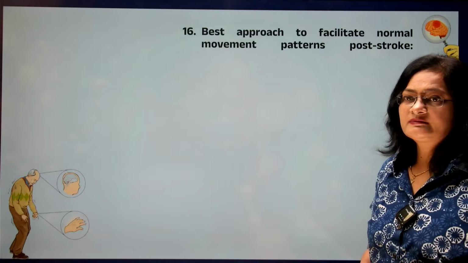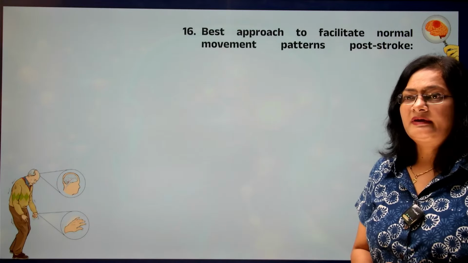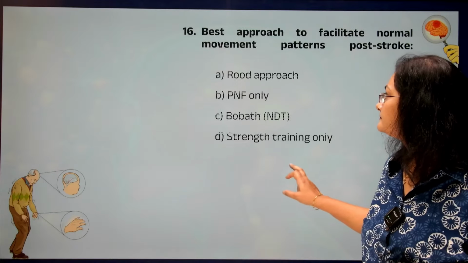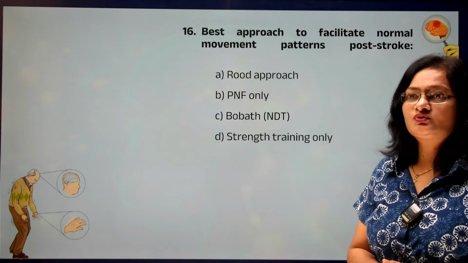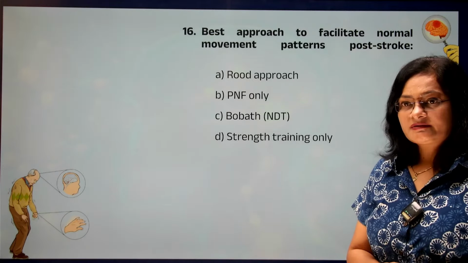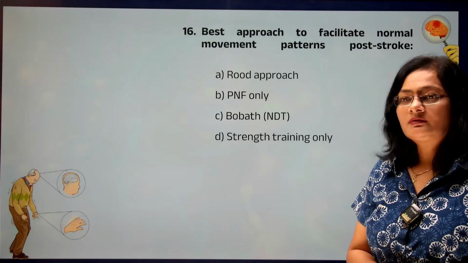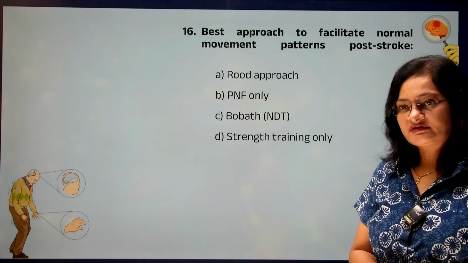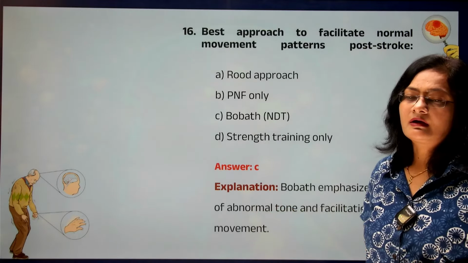So the next MCQ is: best approach to facilitate normal movement pattern post-stroke. Which approach are we using mainly to facilitate normal movement pattern? First is Rood's approach, second is PNF only, third is Bobath or the upgraded version of Bobath which is NDT, and fourth is the strength training approach.